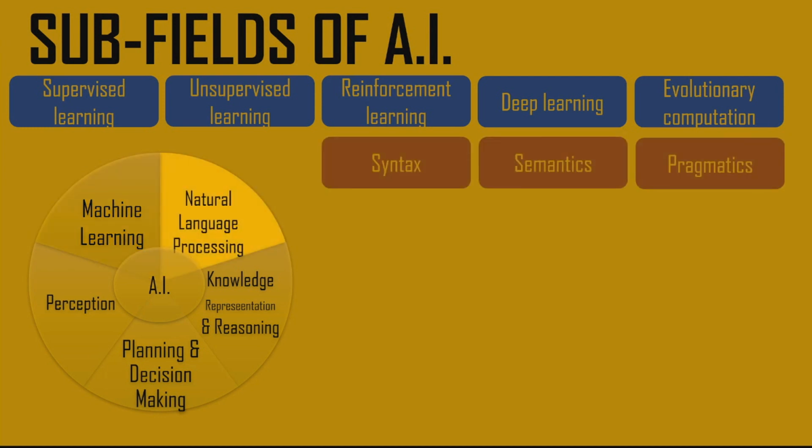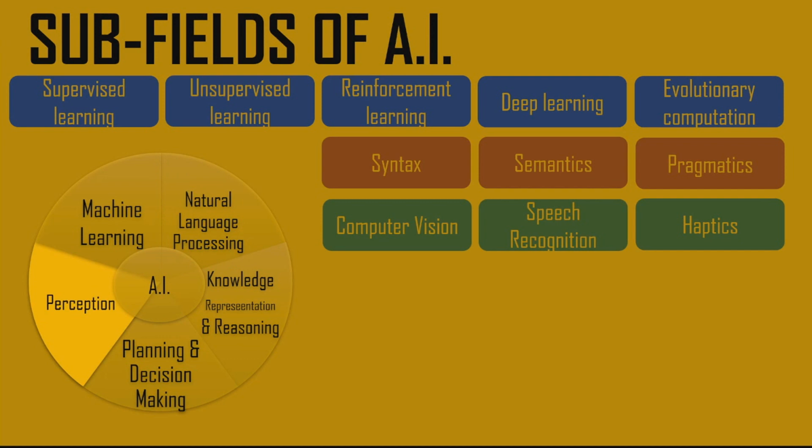Then moving on to natural language processing, it can be classified into three major categories: syntax, semantics, and pragmatics. Moving on to perception. Perception consists of three modes of perceiving the environment, and that would be vision, recognizing speech, and haptics when it comes to using tactile sensors.